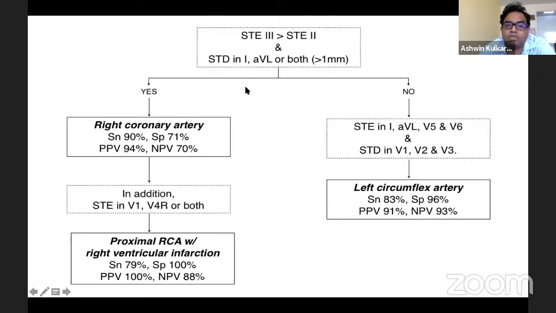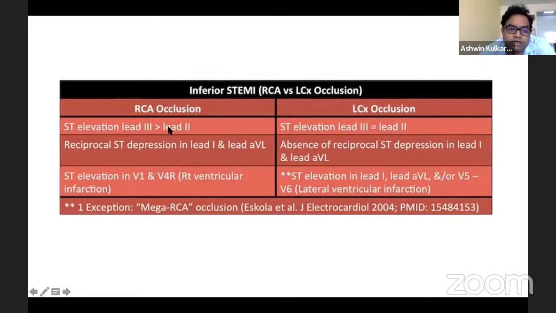Coming down here, if you see there is ST elevation in lead 2 is more, then it is most likely to be involvement of the left circumflex artery. So this is an important slide pertaining to the inferior wall MI. Same thing portrayed here. RCA occlusion, lead 3 is elevated, more than lead 2. Reciprocal ST depression in lead 1 and lead AVL. And there is ST elevation in V1 and V4R. Whereas these things are absent in left circumflex artery occlusion.